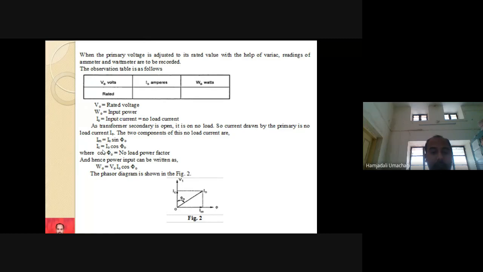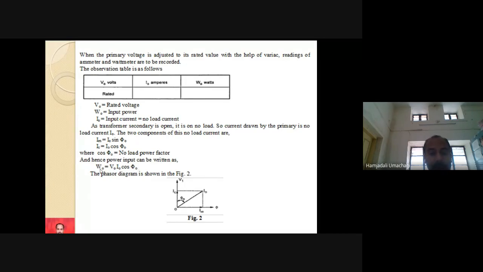Then Ic is equal to I naught cos phi naught. But how to get the value of this phi naught? If I want to estimate this phi naught, you need to take the value of no load power W naught. So no load power W naught, or the iron loss, is given by no load voltage V naught, no load current I naught, and no load power factor cos phi naught.